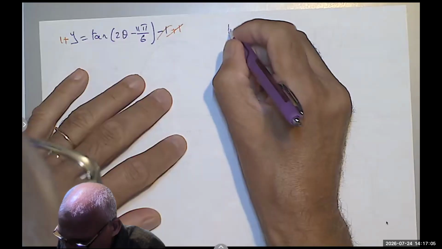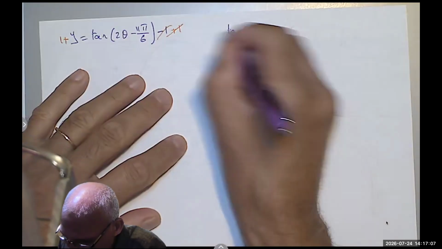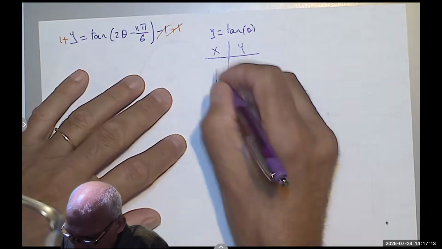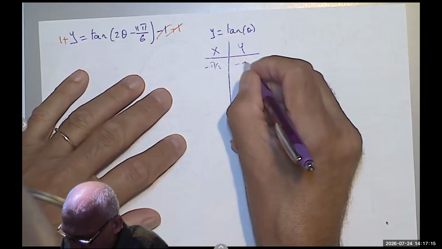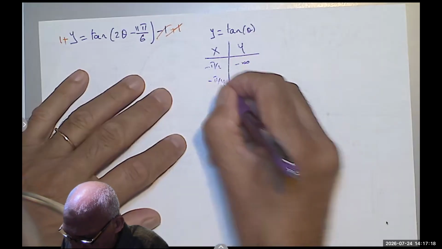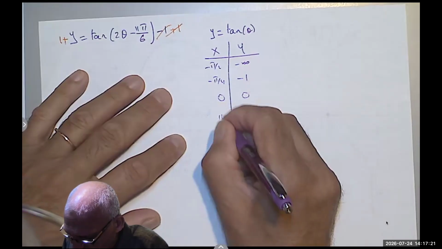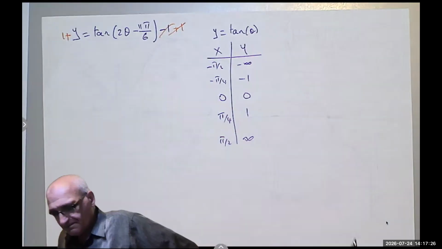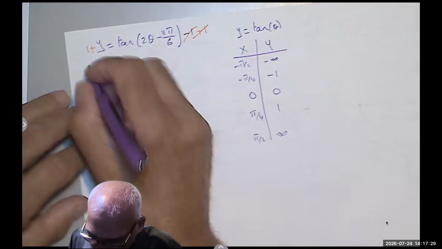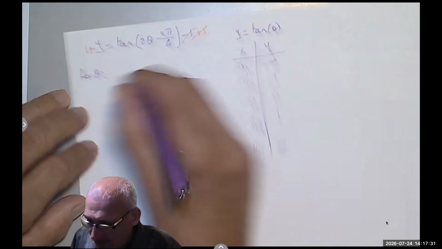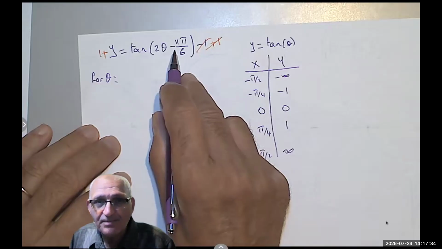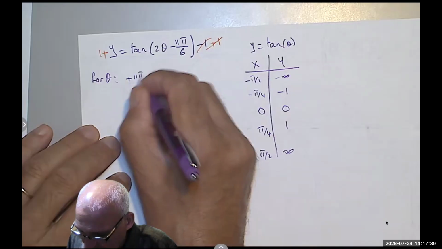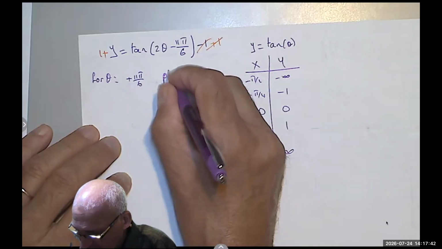Here is my tan of theta, the parent function. I can say at negative pi over 2, it's negative infinity. At negative pi over 4, it's negative 1. At 0, 0. Pi over 4, it's 1. And pi over 2, it's infinity. Now, what did we do for theta? I have to add 11 pi over 6, right? I have to add that. So add 11 pi over 6, that's the phase shift.